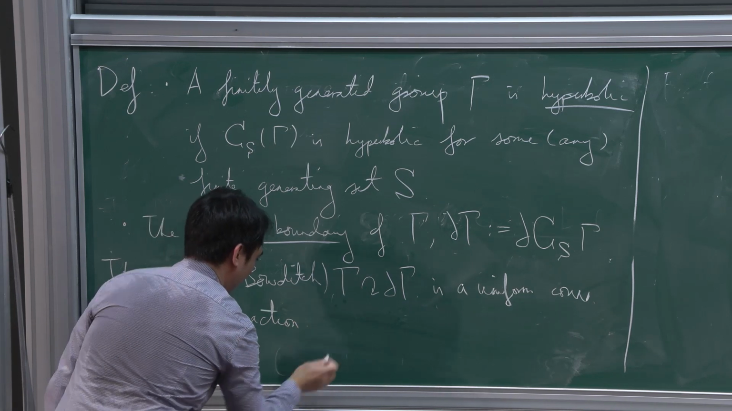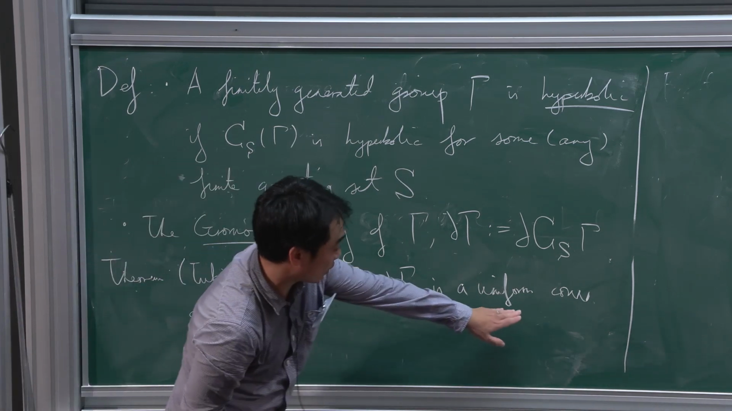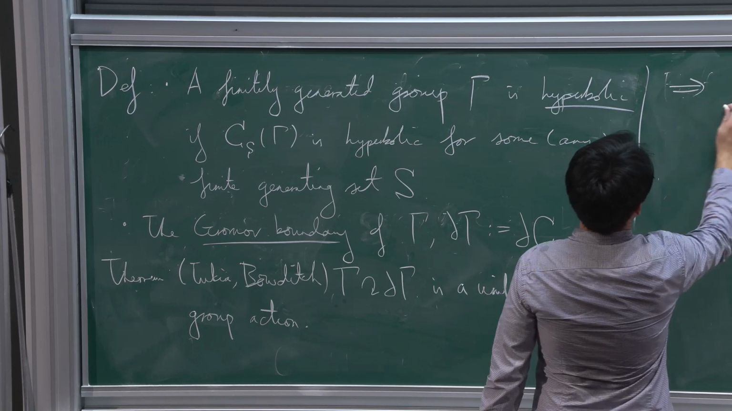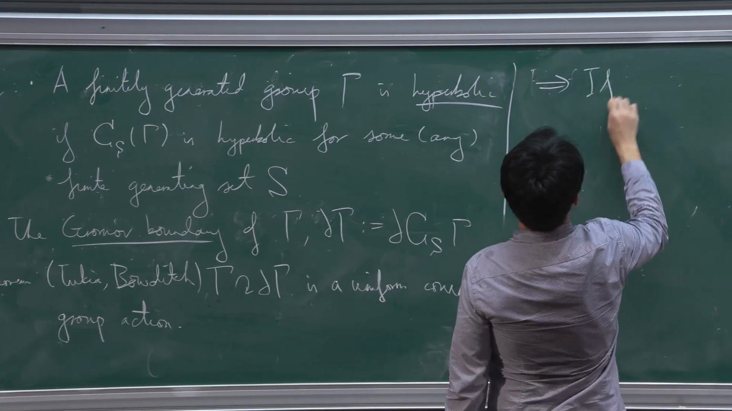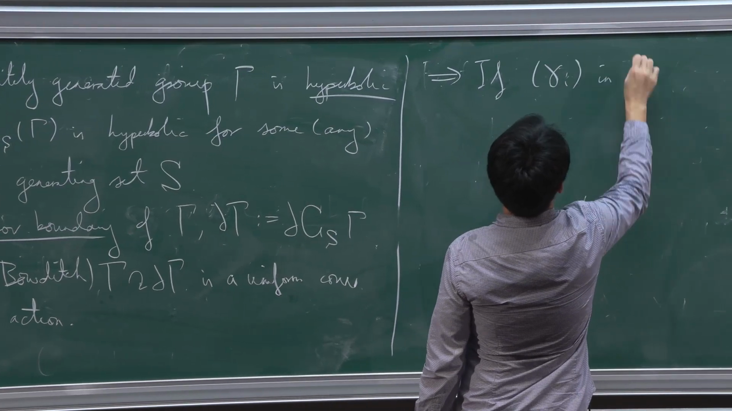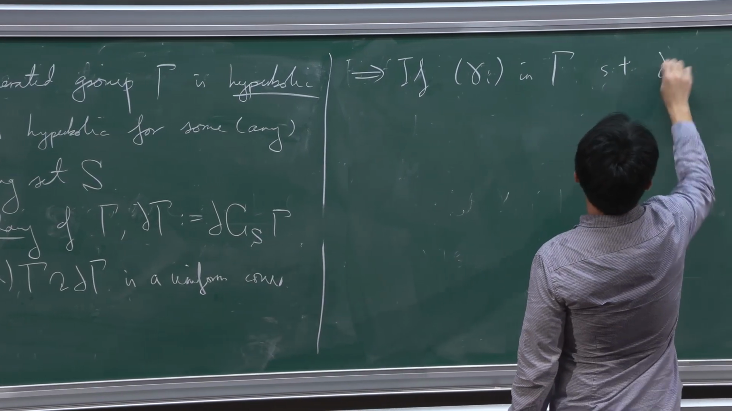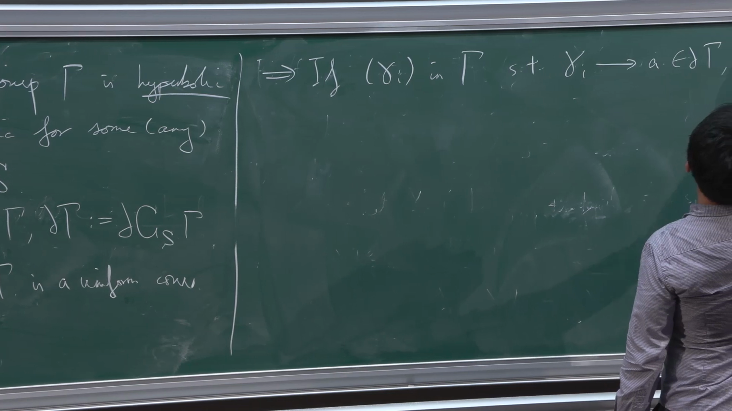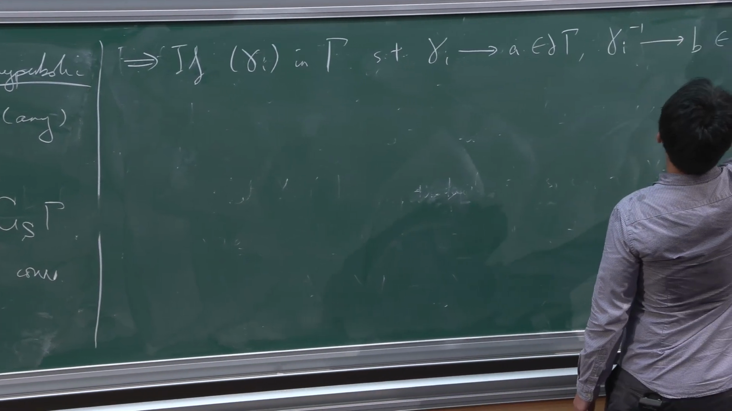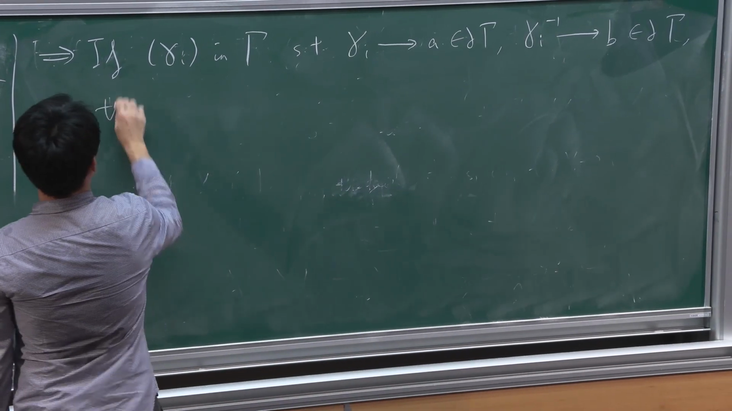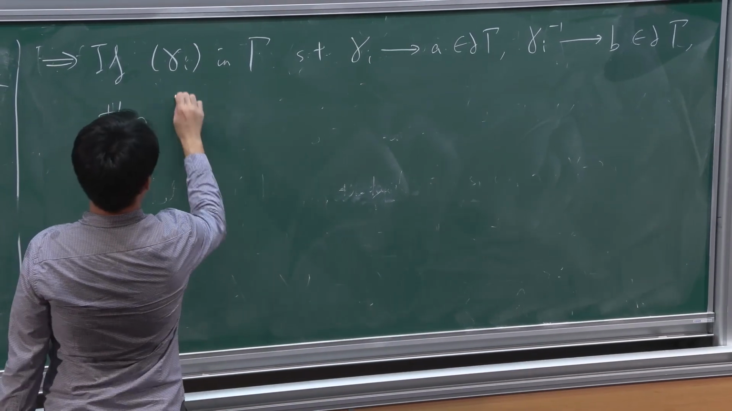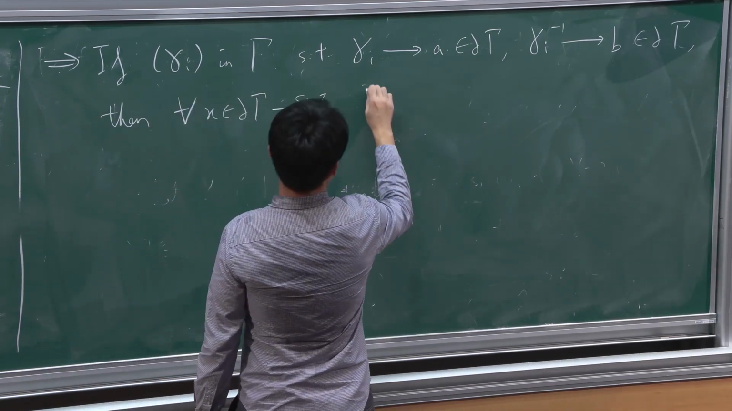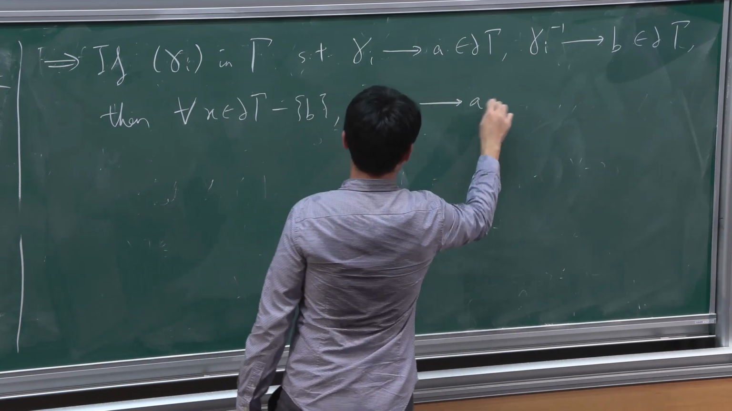I'm not really going to explain what this means, in particular the uniform part. But to be a convergence group action means that if you have a sequence gamma i in gamma such that gamma i converges to a point A in the boundary of gamma, and the sequence of inverses gamma i inverse converges to some point B in the boundary of gamma, then for any point x in the boundary of gamma that is not B, if you apply gamma i to this x, then it will converge to A.